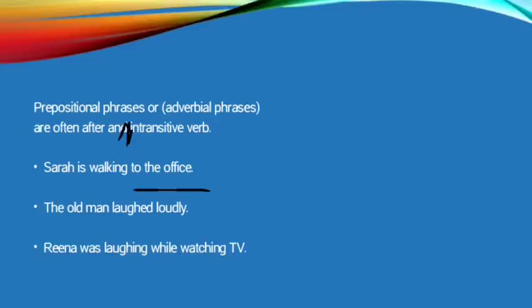How do we know? Well, let's do our test question. If I say Sarah is walking what? I'm getting no answer. And if I say Sarah is walking whom? I'm getting no answer. Since there is no answer, there is no direct object. To the office is like, where is Sarah going? So Sarah is walking to the office, but that's not a direct object.